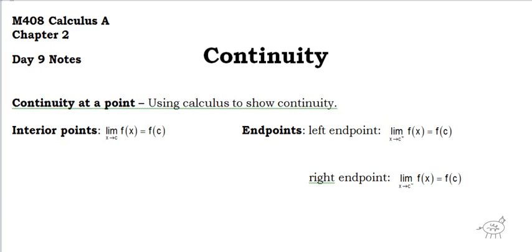So this is the next topic in calculus, and it's called continuity. If a function is continuous... we're going to talk about two different things. One is continuity at a point, the other is a continuous function.